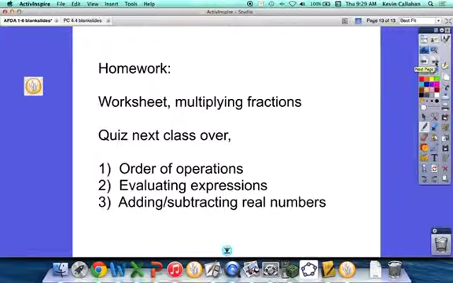Next class, the quiz will be over the order of operations, evaluating expressions, which means plug in, and the adding and subtracting of real numbers, including fractions. Okay. Usually my quizzes are not long. They're usually projected up here.